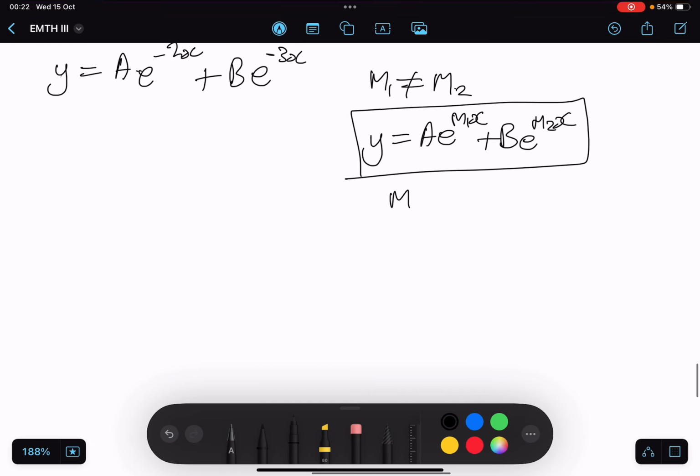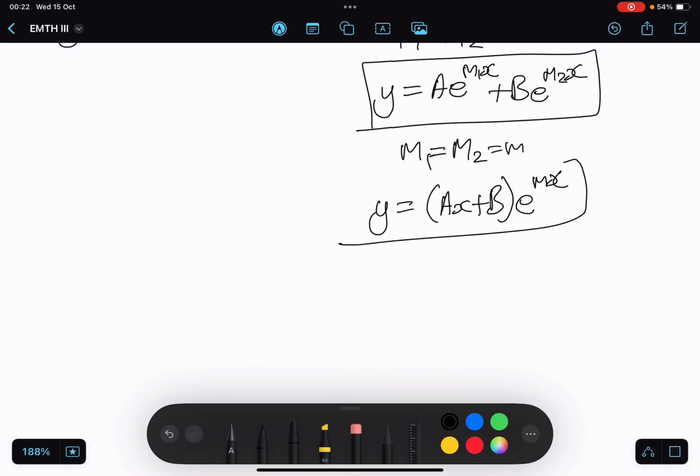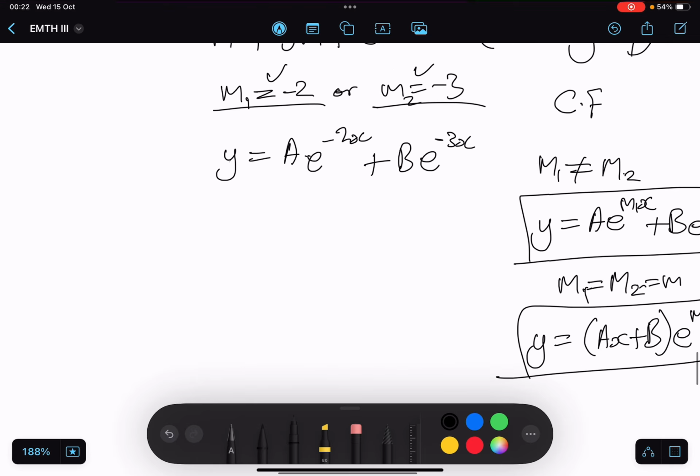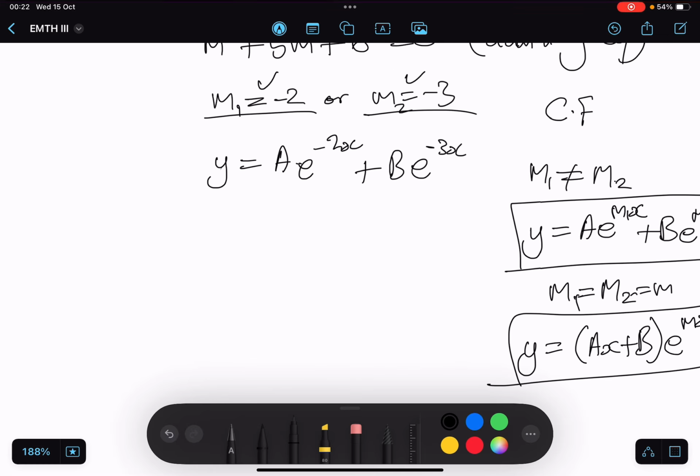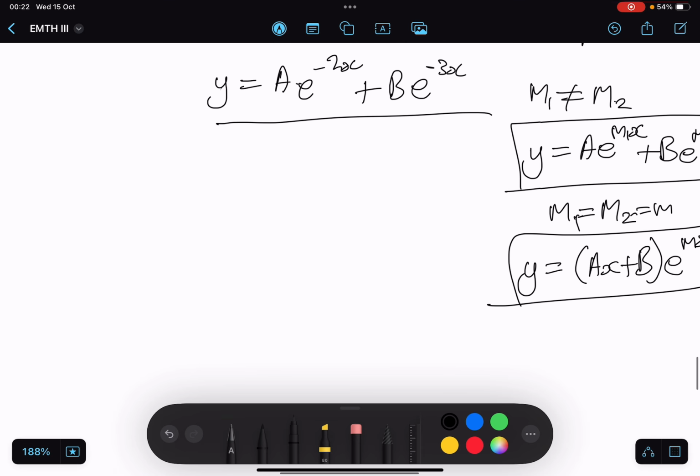But if m1 is equal to m2, we have y = (ax + b) e^(mx). This is what you get if there are two equal roots. In our case there are two distinct values of m, so we are going to get our function to be this one. From here we need to apply the conditions that we are given.